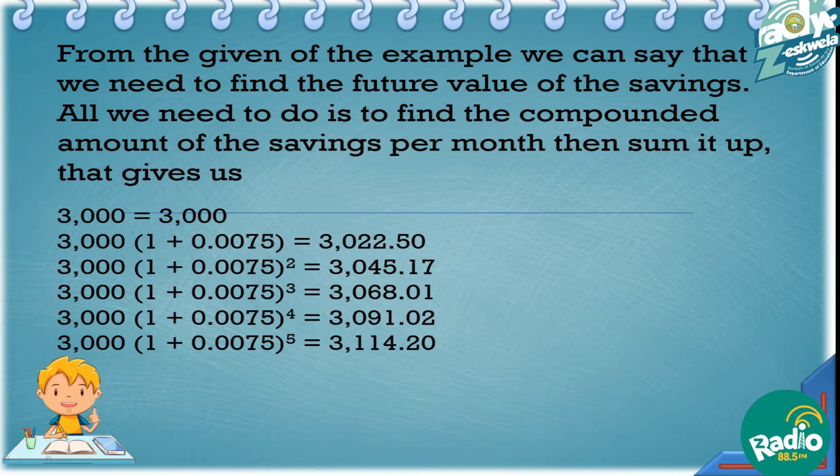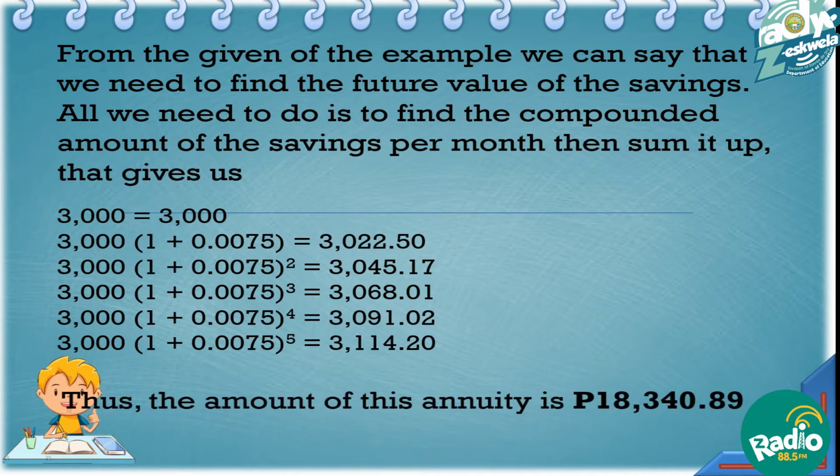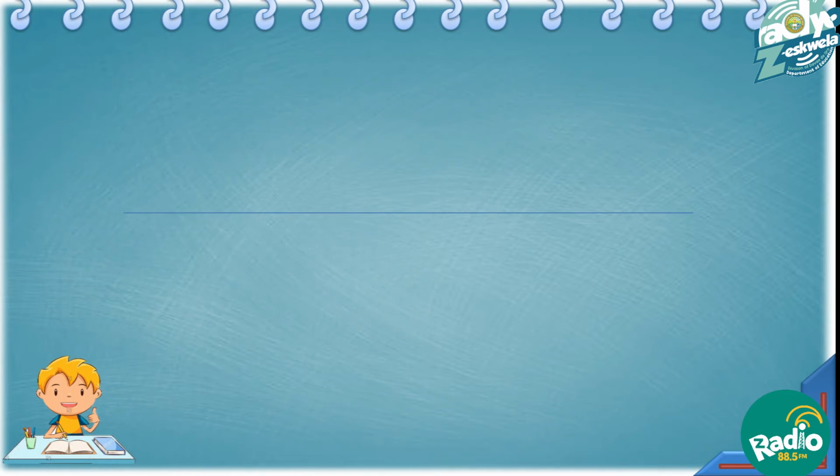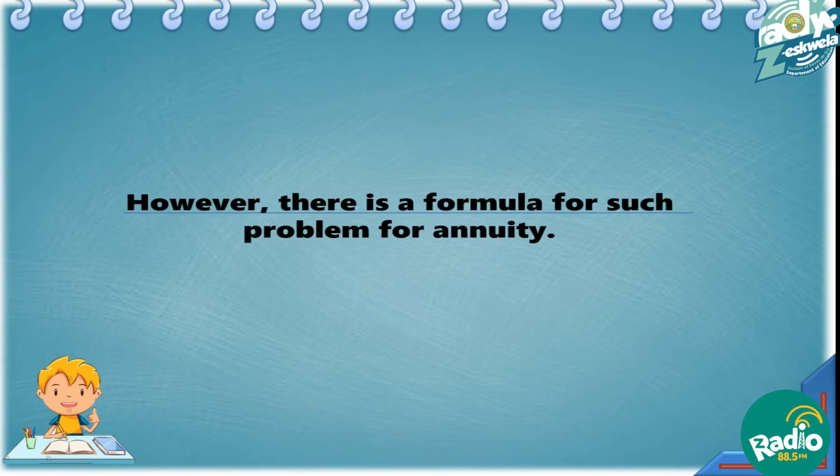Sum all the compounded amounts per month, and that gives us 18,340.89. Thus, we can say that the amount of this annuity, or the future value of the annuity after 6 months, is 18,340.89. Based on the computation earlier, we can say that there is a formula for the future value of an annuity.